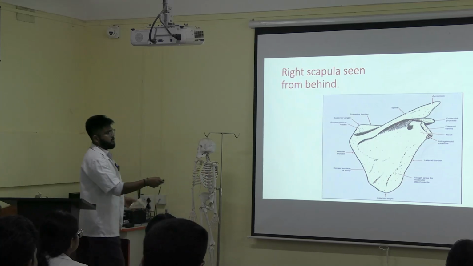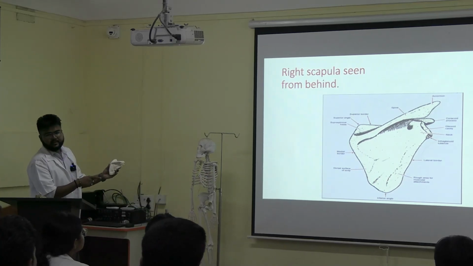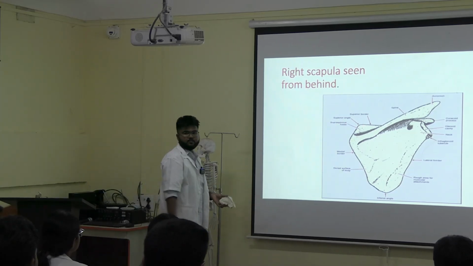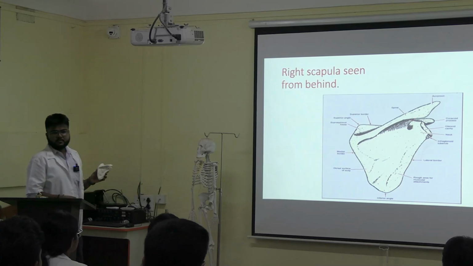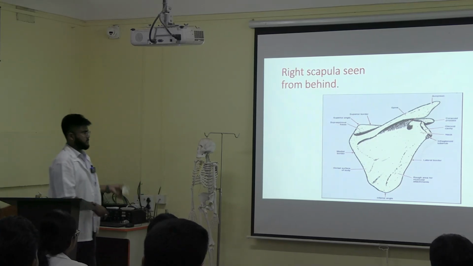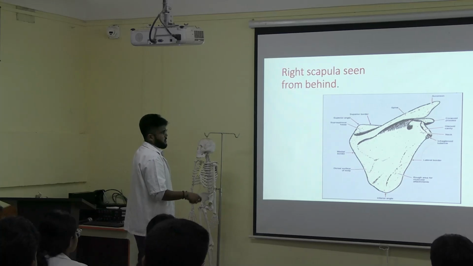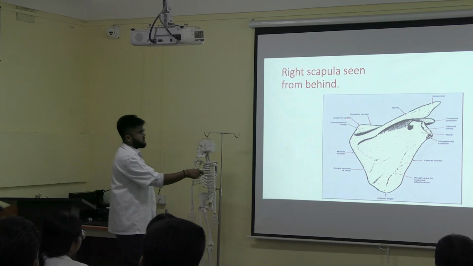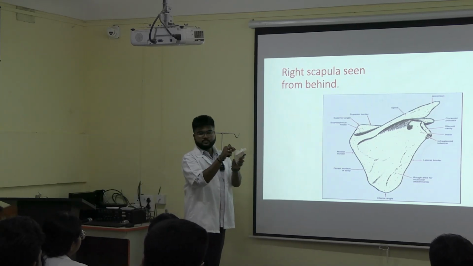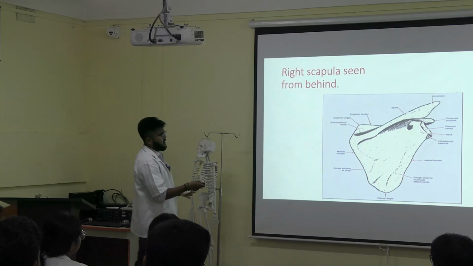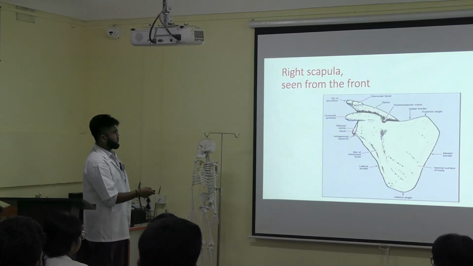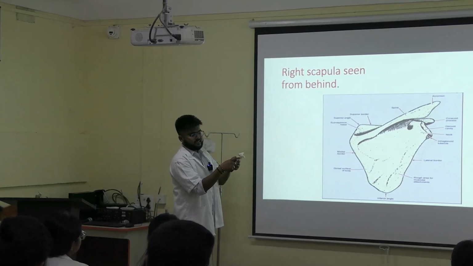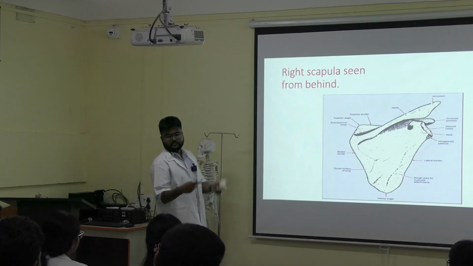So the spine of the scapula divides the posterior surface into two parts. The upper 1/3 is called the supraspinous fossa, and below the spine is the infraspinous fossa. You already know these things. And the angles: this is called the superior angle, and this is your inferior angle. Another angle is present, the lateral angle. This lateral angle gets covered by the glenoid cavity, that's why you can't see it here.